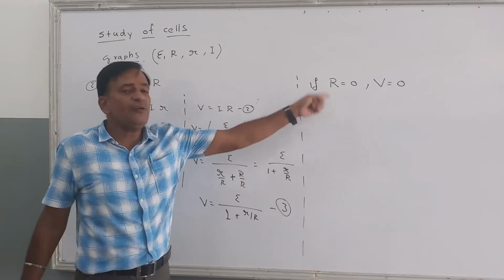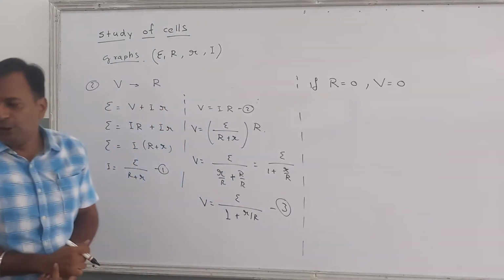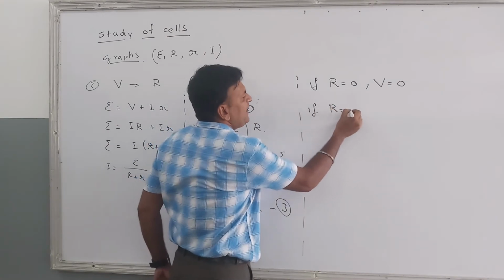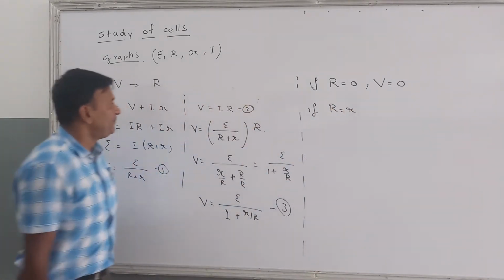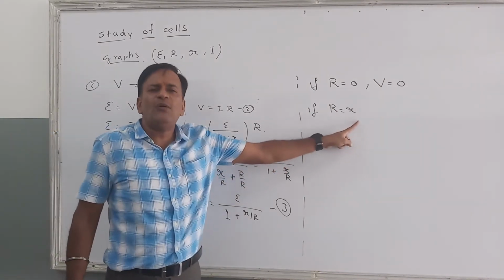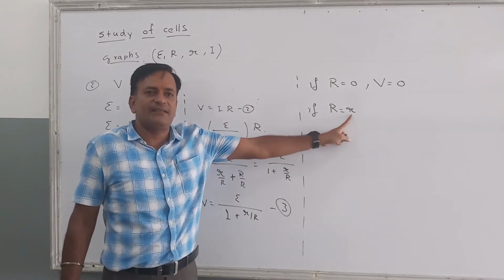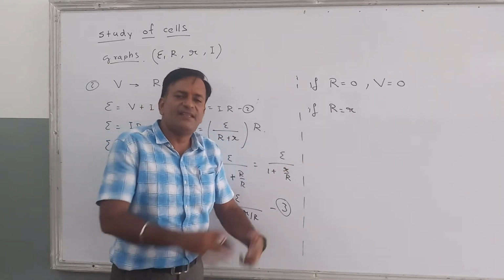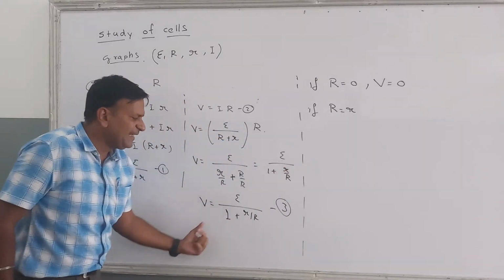Remember this, if R equals 0, V equals 0. Second condition, if R is equal to r, that means the external resistance is equal to the internal resistance. If external resistance is equal to internal resistance, what change takes place in the value of V?